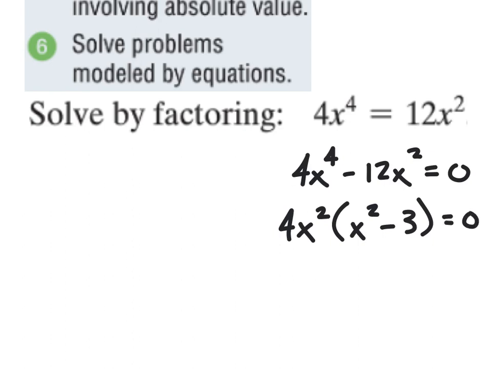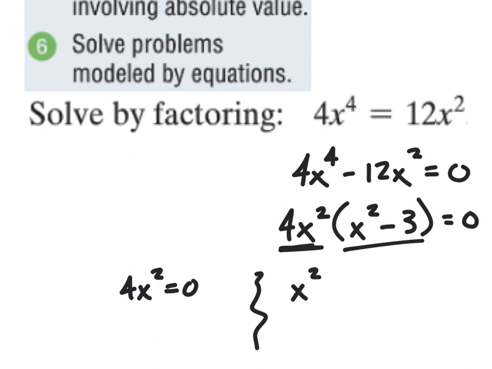So now these are both factored. Now 3 isn't a perfect square, so I can't factor this any further. If you did have a perfect square, then you could factor that further and continue on. But here's what I got. I've got this equation here: I'm going to set 4x squared equal to 0, and then I'm going to set x squared minus 3 equal to 0.